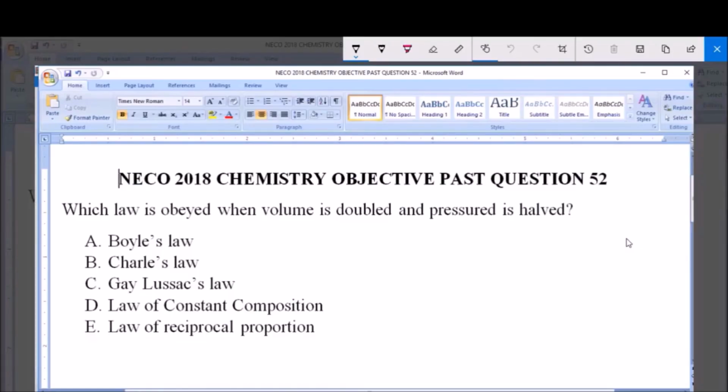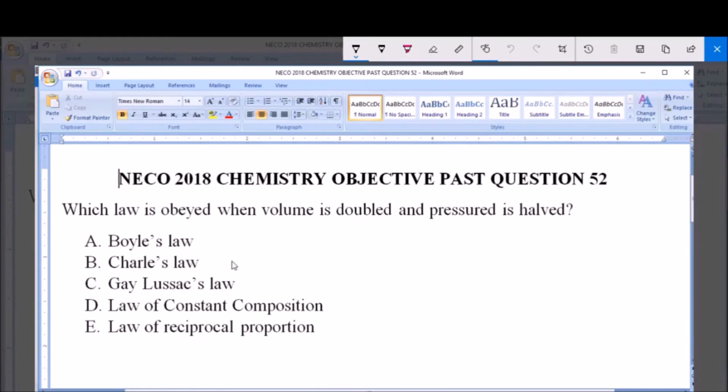I'll be answering NECO 2018 Chemistry Objective Past Question 52. Which law is obeyed when volume is doubled and pressure is halved? A. Boyle's law, B. Charles' law, C. Gay-Lussac's law, D. Law of constant composition, and E. Law of reciprocal proportion.